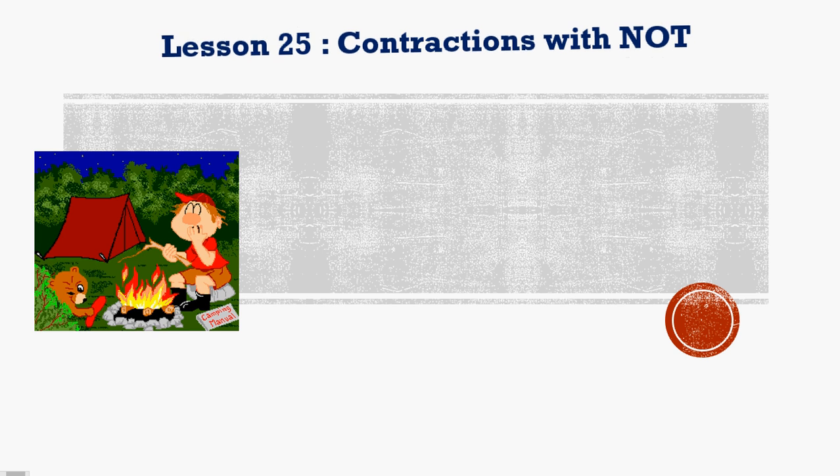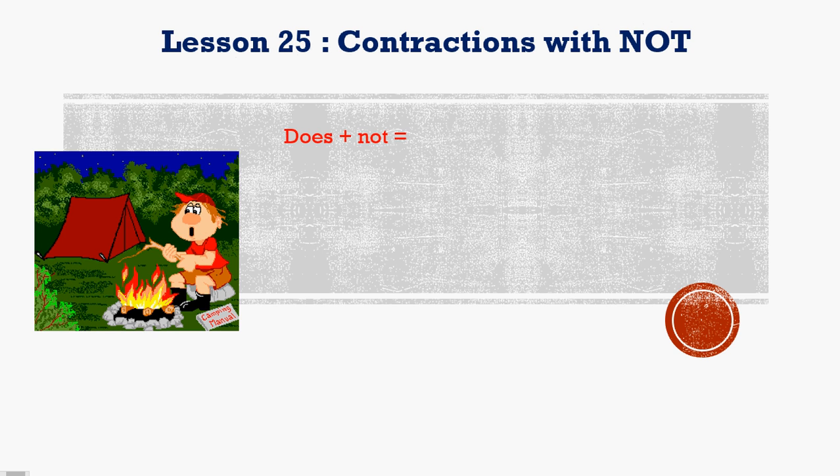Okay? Now, what does a contraction mean? A contraction is when we add, podemos unir dos palabras. We add two words. Okay? For example, in this case, we have does plus not. Does plus not, we can say doesn't. So the first thing we have to do is put the word does. Now, the word not.